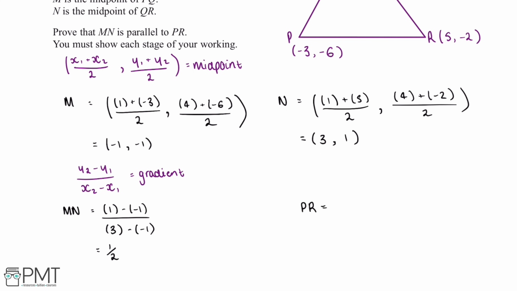Next line PR. So our first y term will be -6, our second y term will be -2, and then our first x term will be -3, and our second x term will be 5. And if we substitute this into the gradient formula, this will give us -2 minus -6 divided by 5 minus -3. And again, if we work this out, this gives us an answer of 1/2. Now what we can see is that both gradients for line MN and line PR are the same. So we've therefore proven that MN is parallel to PR.